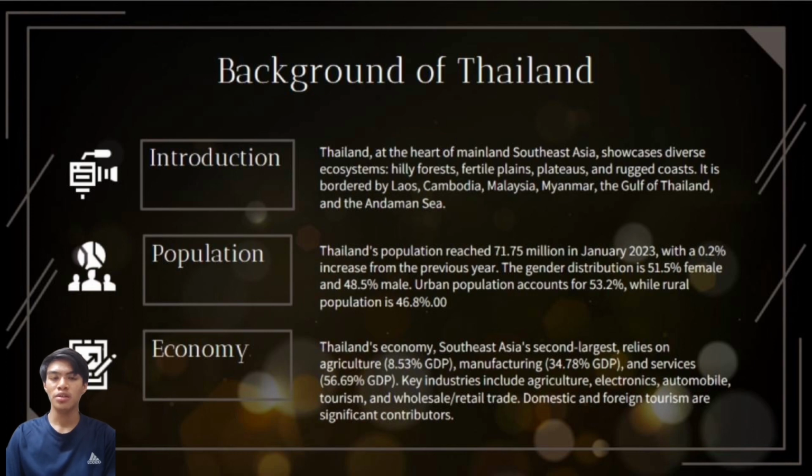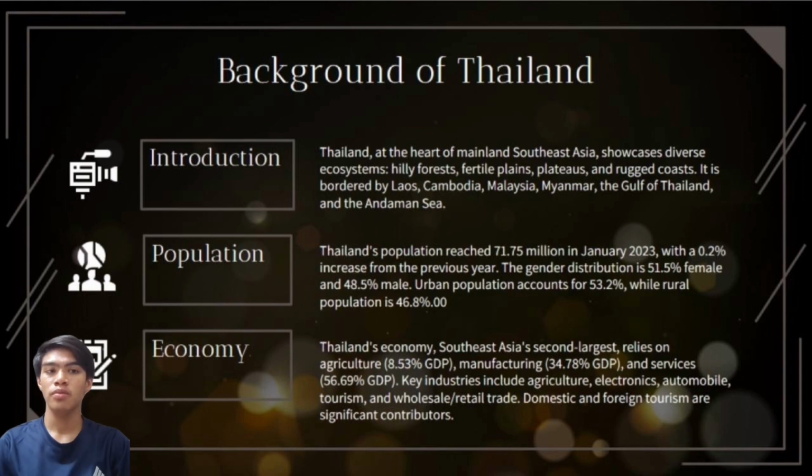For the population, Thailand's population reached 71.75 million in January 2023, with a 0.2% increase from the previous year. The gender distribution is 51.5% female and 48.5% male. Urban population accounts for 53.2%, while rural population is 46.8%.